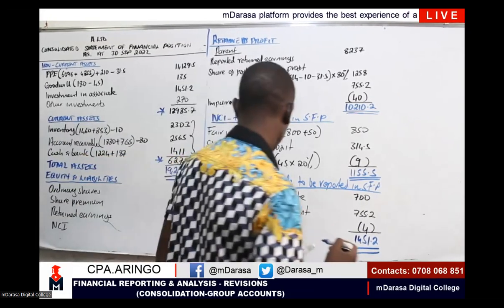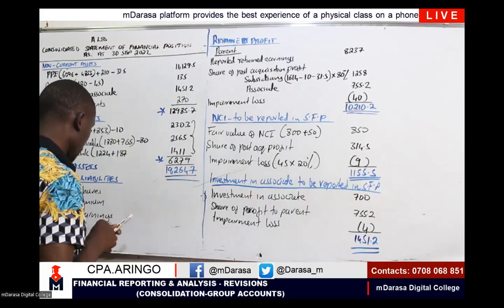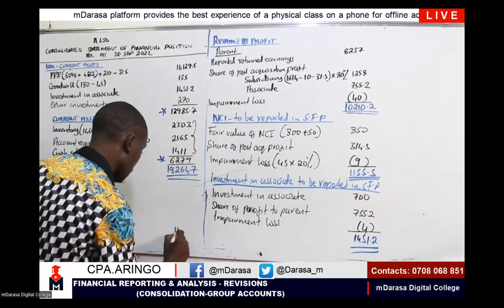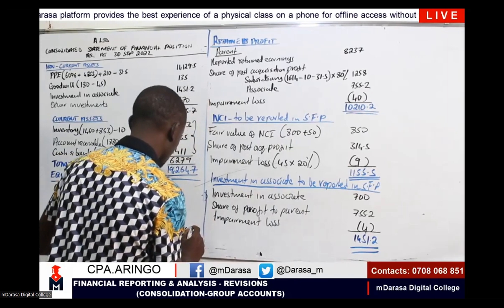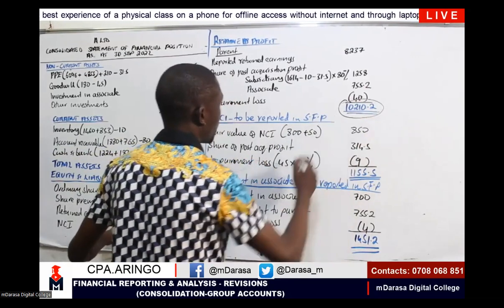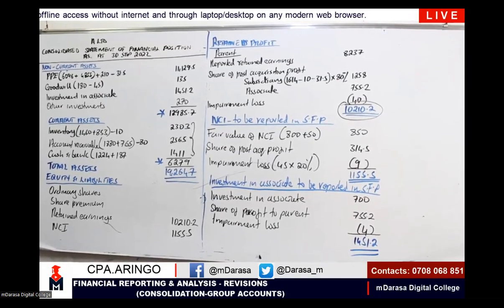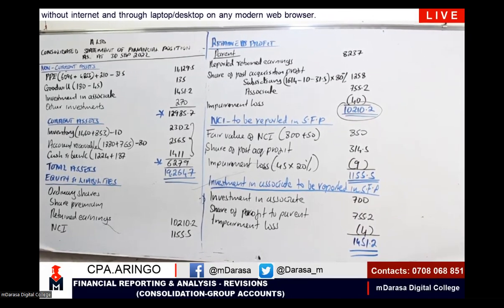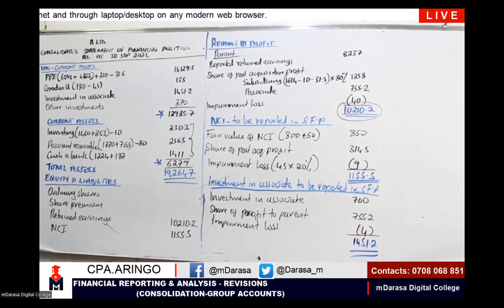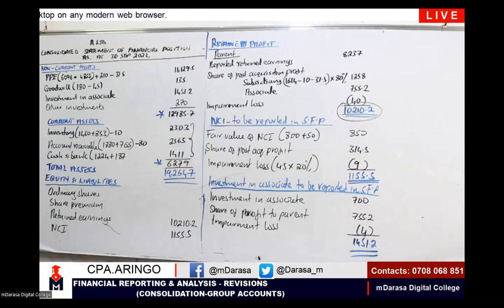These two, you've computed them. NCI is 1155. Already you had computed that one here. 1155.5. Retained earnings. We have computed our retained earnings here. 10 to 10.2. The other elements, we can have them directly. Ordinary shares and share premiums, we can have those directly in our books. We just go to whatever I was given here. That's a good thing. Those ones are always direct entries.